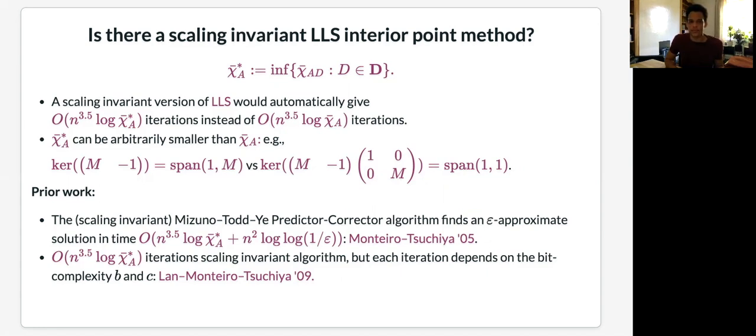Prior work on finding a scaling invariant layered least squares interior point method has been done by Monteiro and Tsuchiya in 2005. They find a scaling invariant algorithm that finds only an epsilon approximate solution. And another paper by these authors and Lan in 2009 has another scaling invariant algorithm that finds an exact solution, but each iteration has a weakly polynomial dependence on B and C.